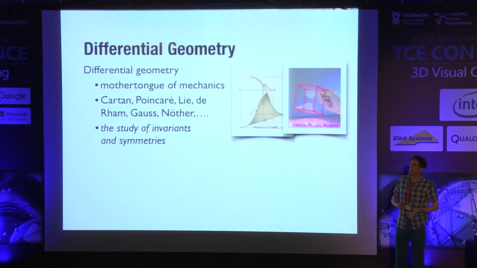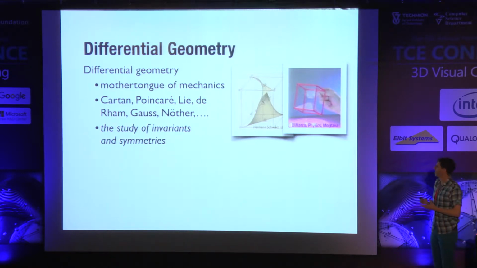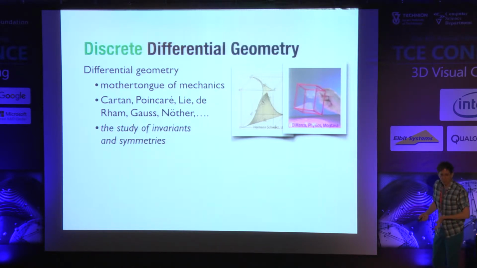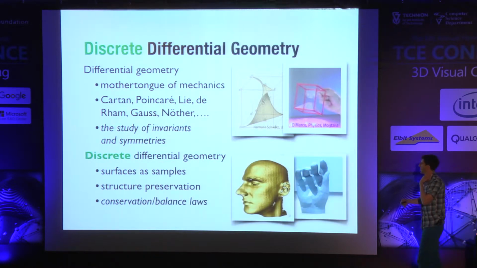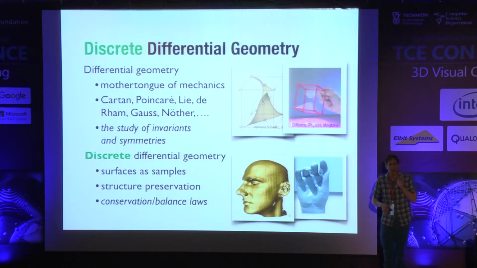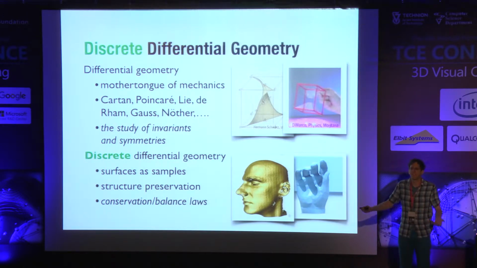And most of the systems that we're interested in, most physical systems, are naturally described in terms of differential geometry. It's, in some sense, the mother language for mechanics. Except we're working on the computer, so just like we discretized planetary motion into time steps, we're going to have to discretize our surfaces or curves as samples. And now we're going to ask, how do we rebuild a differential geometry for these sample geometries?